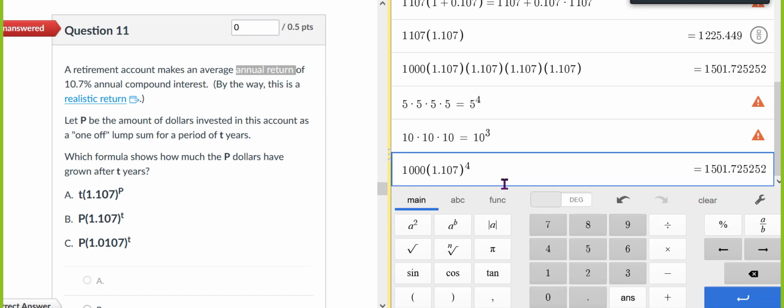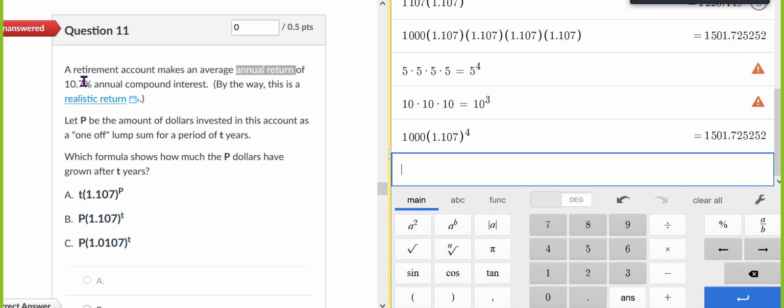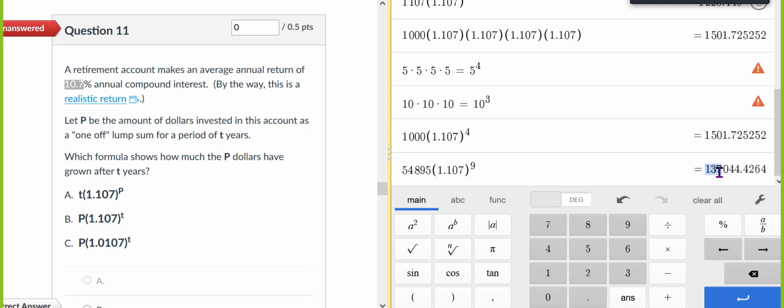Agreed? Okay. But where did I come up with the $1,000 anyway? Because it's not in the question. I made it up just because it's a simple number and I just want to try to understand this thing, right? So what if we use the same interest rate, but instead we invested $54,895, and we invested it for, say, 9 years. What would this look like? It would be that times what? Yep. Perfect. And there we have $137,000.